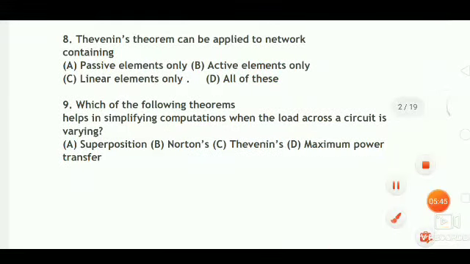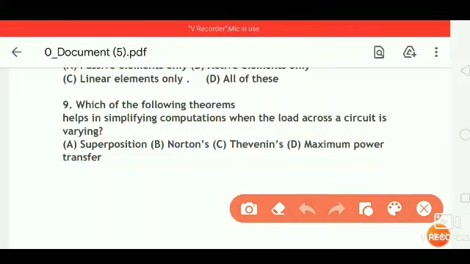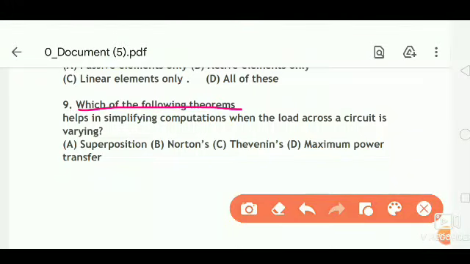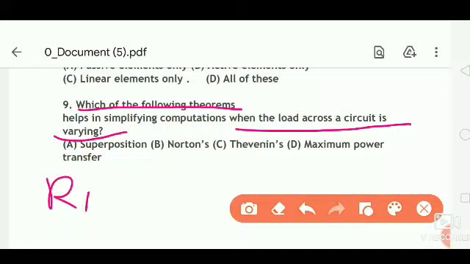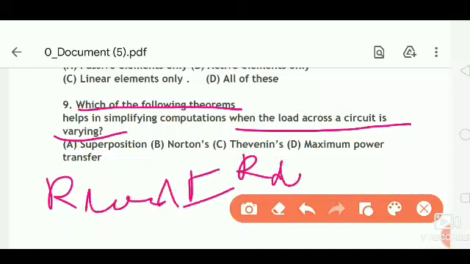The next question is: which of the following theorems helps to simplify the calculations when the load across the circuit is varying? Here the load is varying, which means the load resistance and the internal resistance vary. Here the load of the circuit is varying.